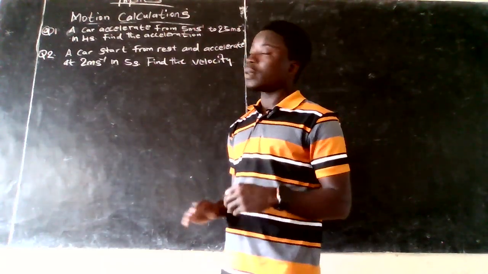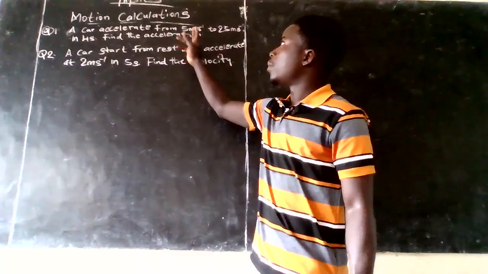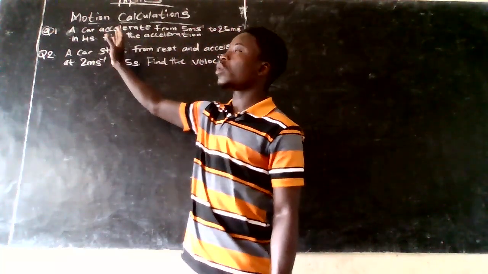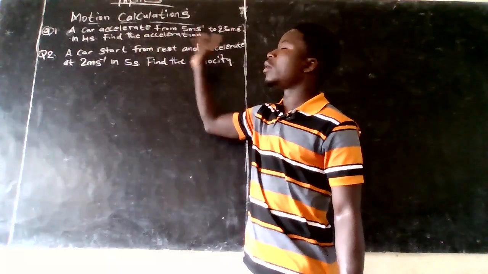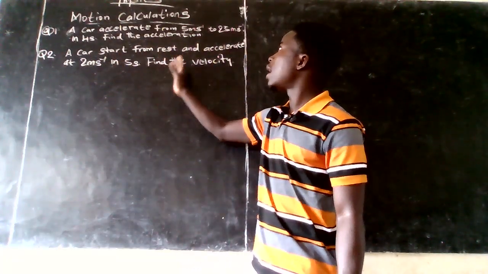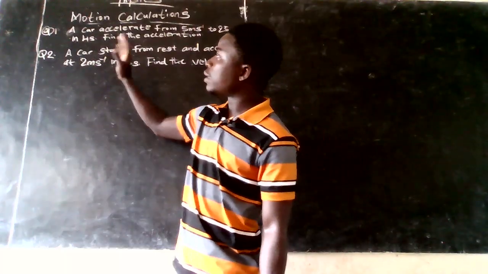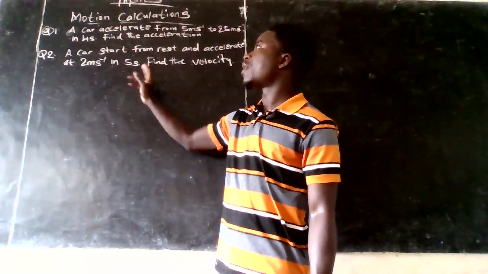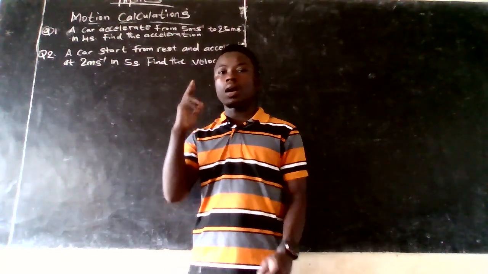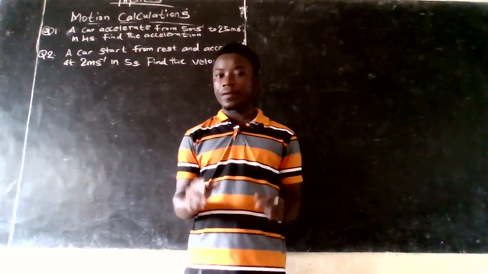The first question says, a car accelerates from 5 meters per second to 25 meters per second in 4 seconds. Find the acceleration. The second question says, a car starts from rest and accelerates at 2 meters per second in 5 seconds. Find the velocity. The first thing you are going to do is recall the equations, the formulas.